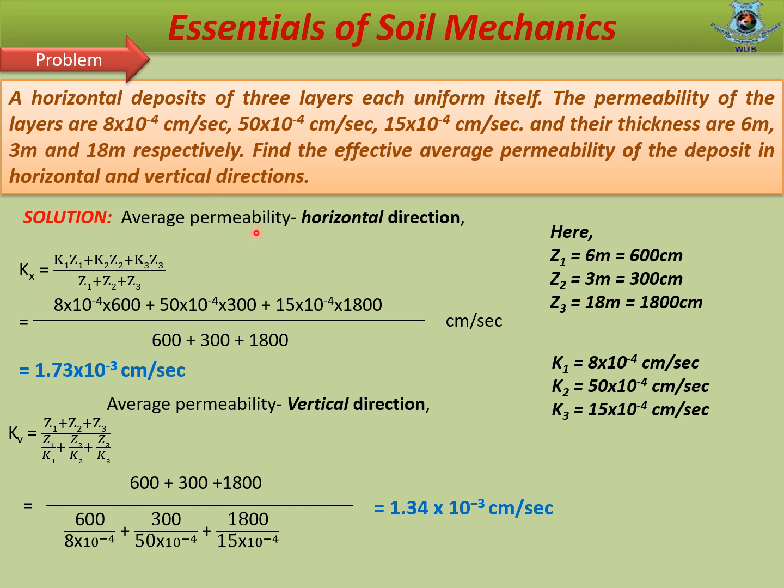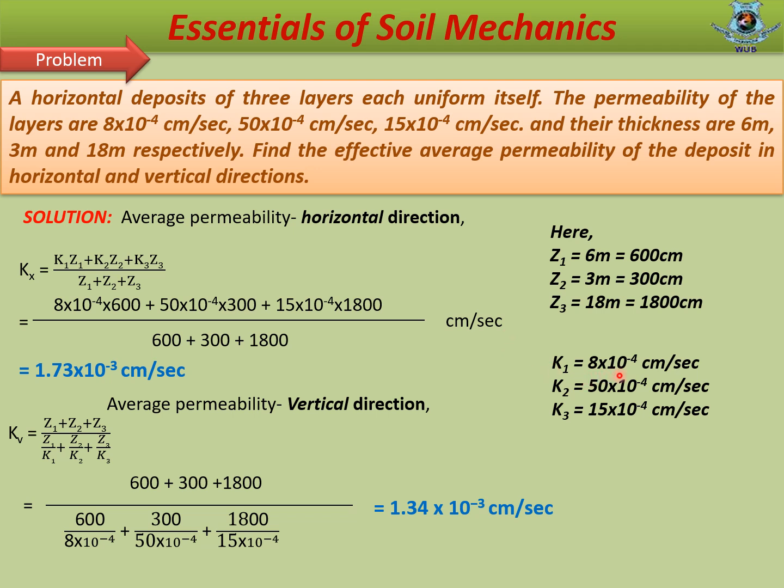We know average permeability for horizontal direction, Kx equal to K1Z1 plus K2Z2 plus K3Z3 divided by Z1 plus Z2 plus Z3. Here given in question, Z1 equal to 6 meter equal to 600 centimeter. Z2 equal to 3 meter equal to 300 centimeter. Z3 equal to 18 meter equal to 1800 centimeter.